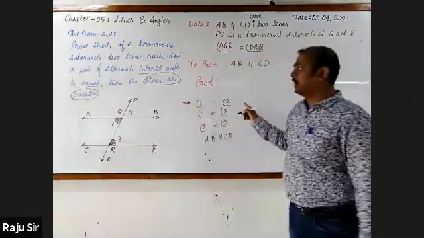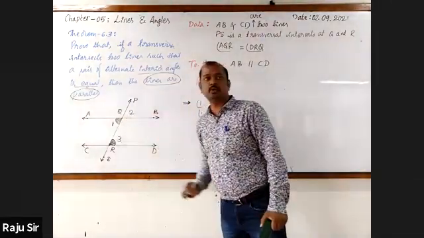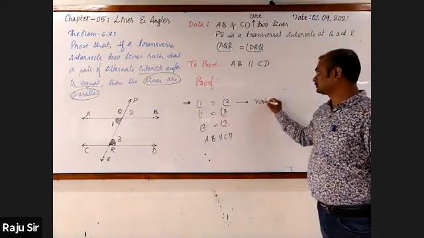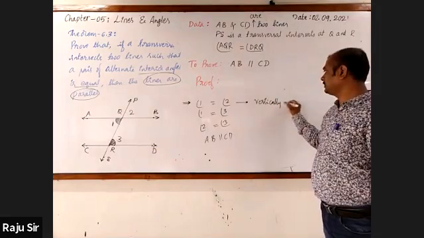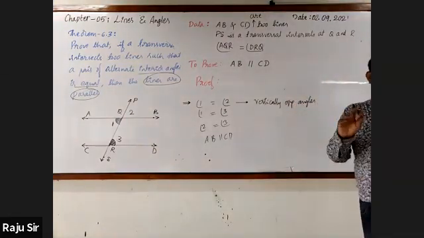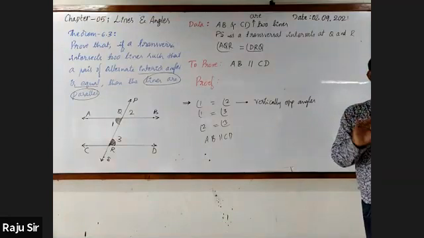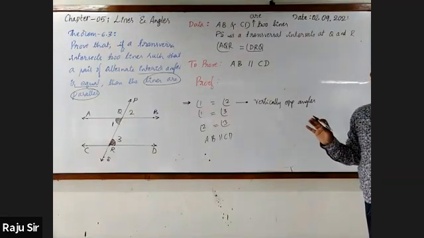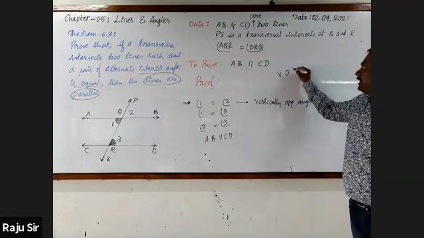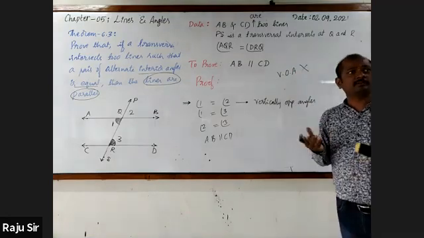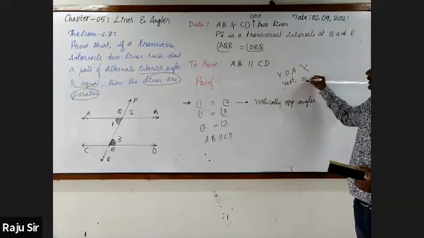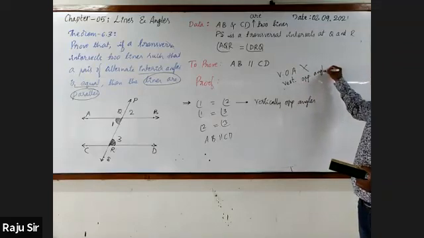Here it is written: angle 1 equals angle 2. The reason is vertically opposite angles. Don't write in abbreviated form. You may write in short form, but do not write VOA because it is not accepted in maths. You can write vertically opposite angles.